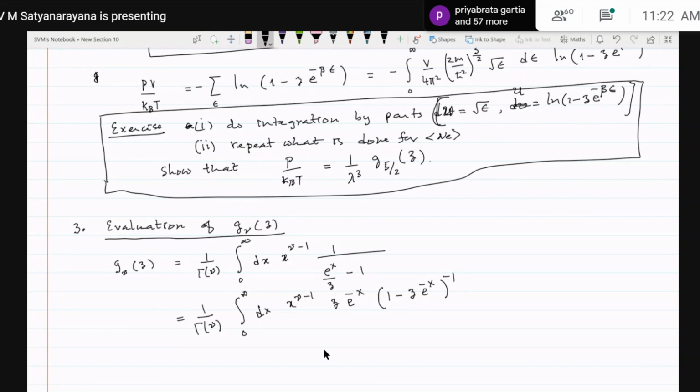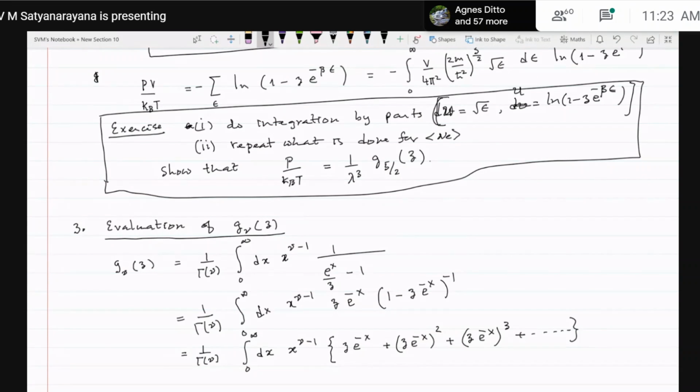Let us try to look at that one. That is equal to 1 over gamma of mu, integral 0 to infinity dx x to the mu minus 1. Then I have this like 1 plus x squared, like that, so that is z into e to the minus x plus z into e to the minus x the square plus z into e to the minus x cube, and so on. There are infinite terms.